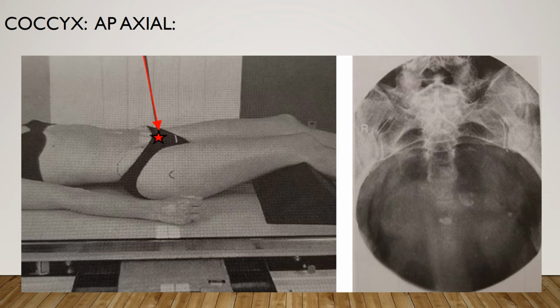And in image evaluation, you're going to have a non-foreshortened image of the coccyx. The coccyx is free of superimposition and no rotation. Optimal density and contrast, no motion. Soft tissue is going to be visible with sharp bony detail.